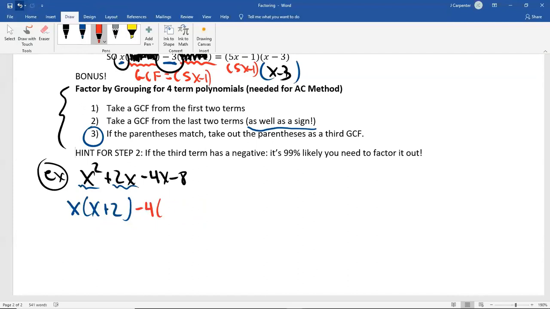Now divide out that negative. That negative is part of the GCF. So negative 4x divided by negative 4 is positive x. Negative 8 divided by negative 4 is positive 2. Now they match, so our third GCF is x plus 2.